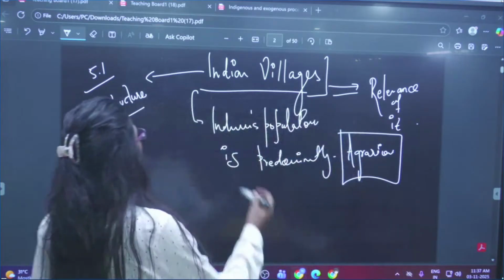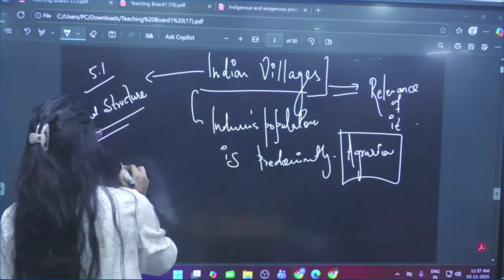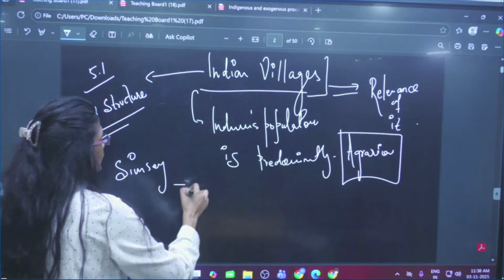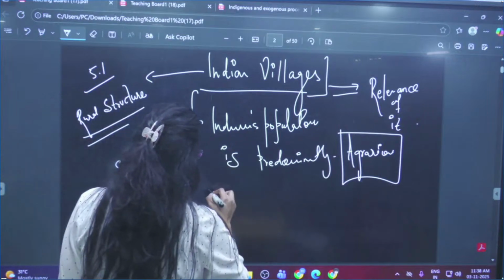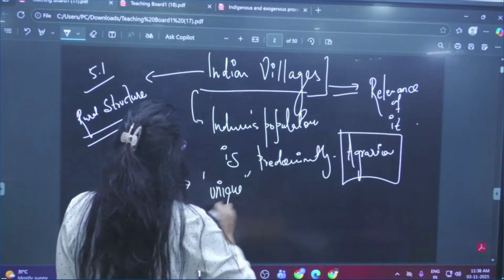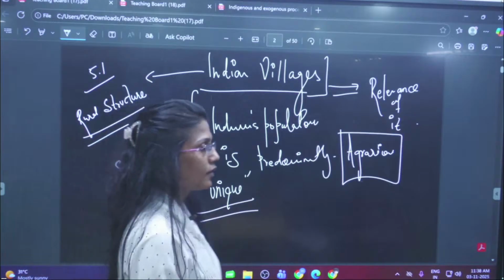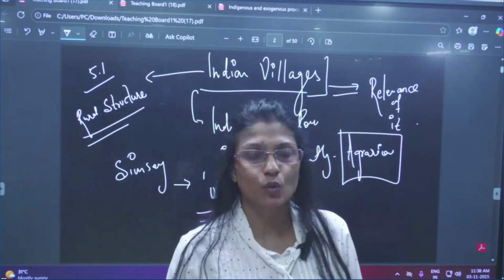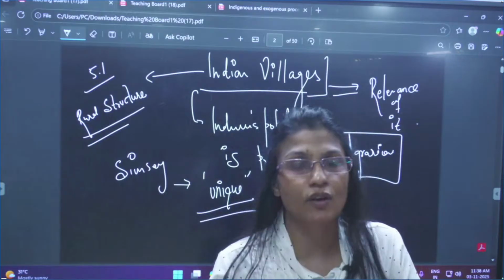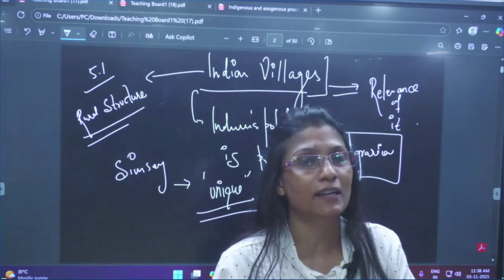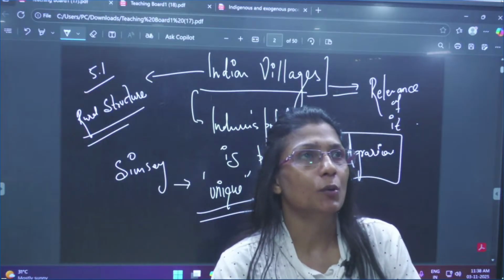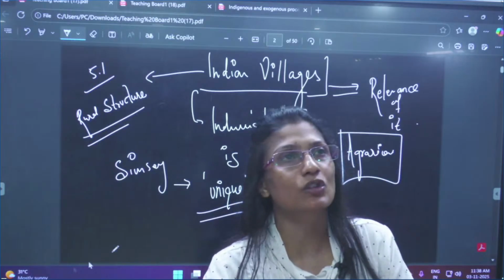This structure you can support with the writing of Simsi, because Simsi also has this opinion on how India's villages are unique in nature. You will find caste division, and you will find that social lives run through the features of family, marriage, kinship. So we are vibrant in nature, and we are highly socially integrated.